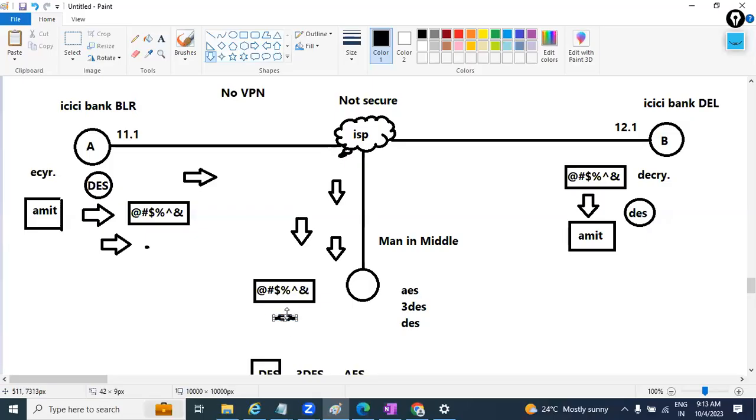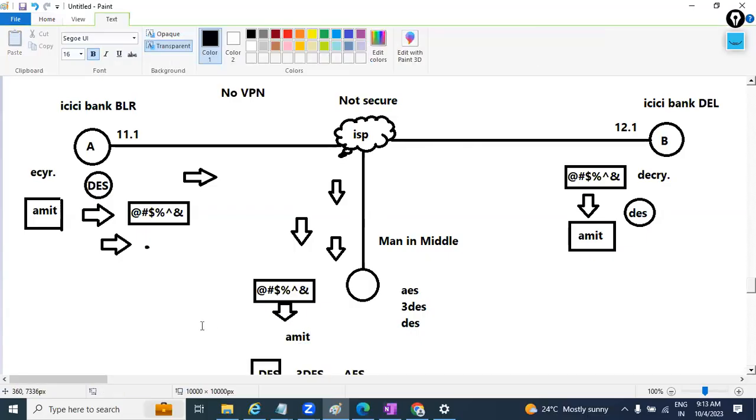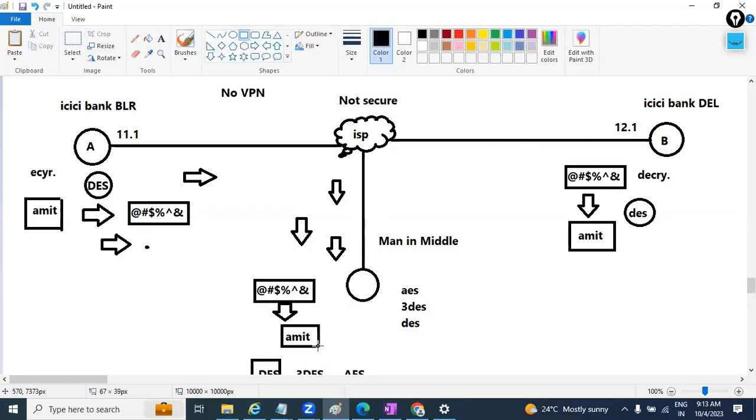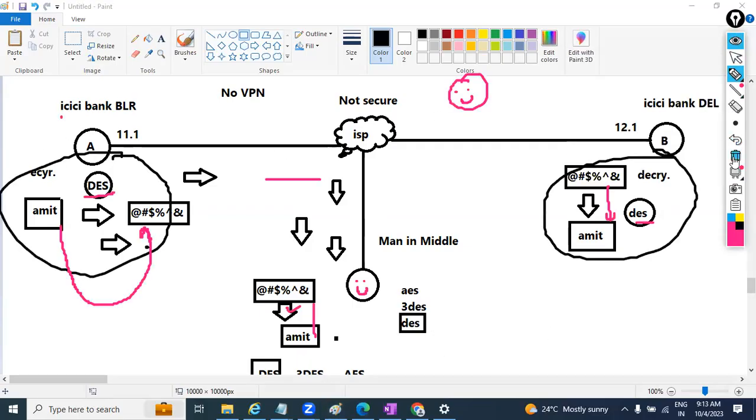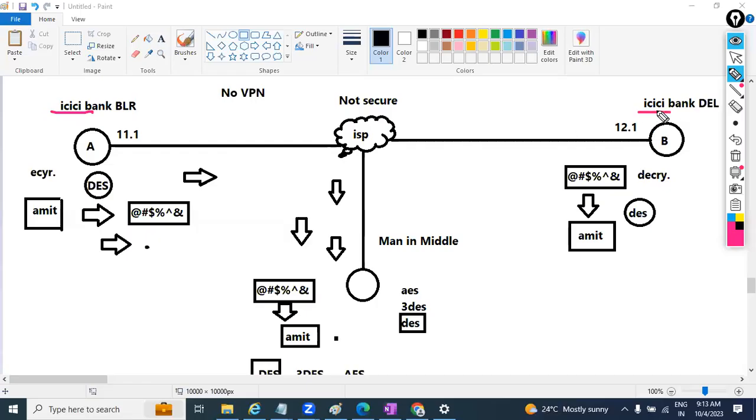It might take time for him, no problem. He would try different methods, but finally in the end he would also be able to decrypt. Correct? It's taking time. Earlier he was getting the data in plain text, but now it takes time to decrypt. But that doesn't mean DES is proprietary. It is no one's proprietary. These are open standard algorithms. Open standard algorithm means if this is ICICI Bank, it doesn't mean that other banks or organizations cannot use DES. No, this is open standard. Anyone can use it. Correct?